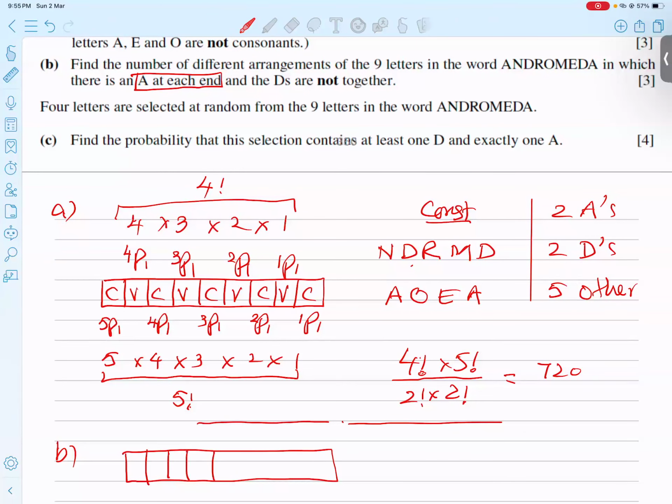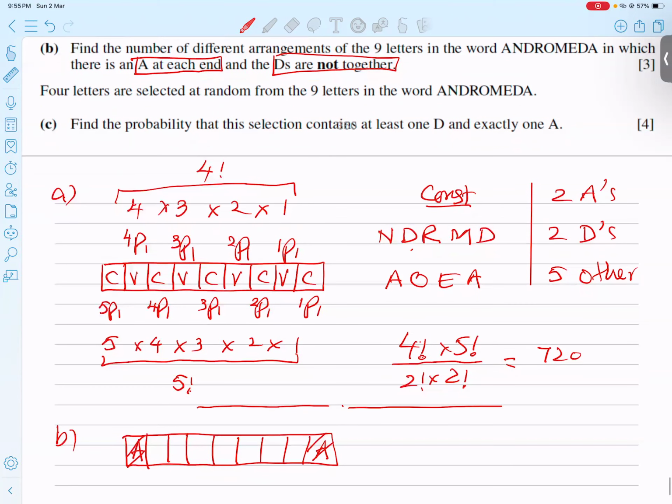1, 2, 3, 4, 5, 6, 7, 8. A on each end. So A is blocked here, A is blocked here. And he said the Ds are not together. These are not together. So what is the planning?